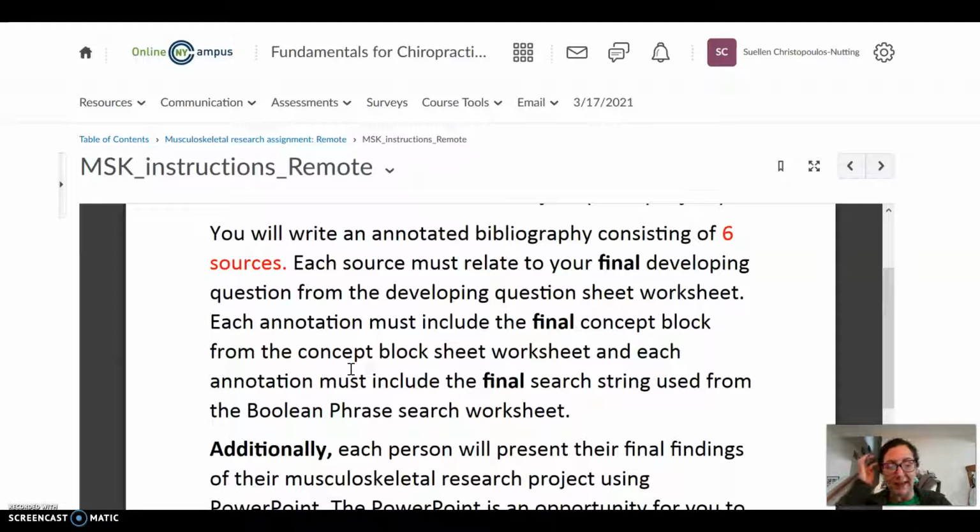So that's why, again, I highlight this idea of final developing question, your final concept block, and your final search strings. Okay, if you have questions about that, please reach out to me, because I know that there are times that those can be a little confusing, because students will say, well, I sent you the revision of my developing question sheet and my concept block and my search string for the philosophy and history, and I don't want to use those anymore. Through my research, I found this other thing that I want to use.